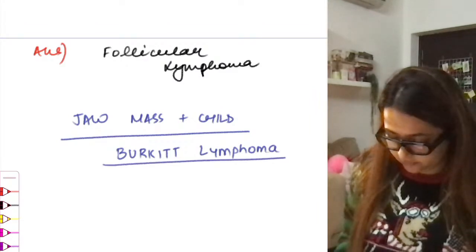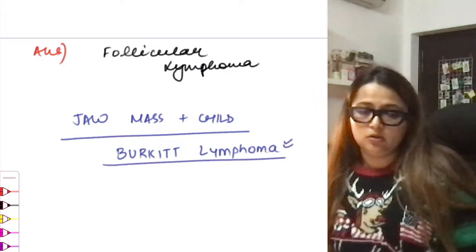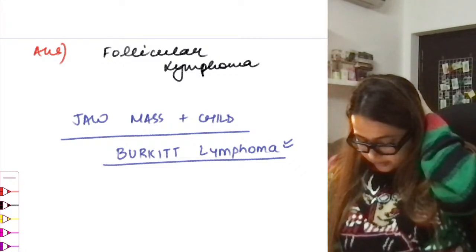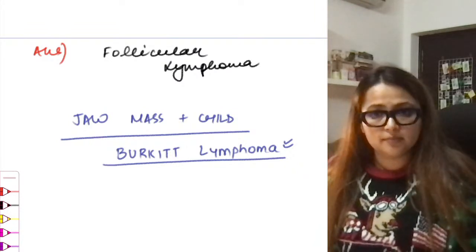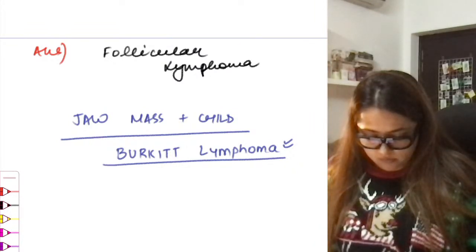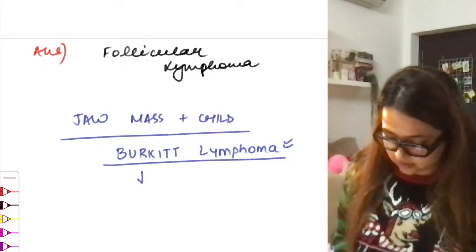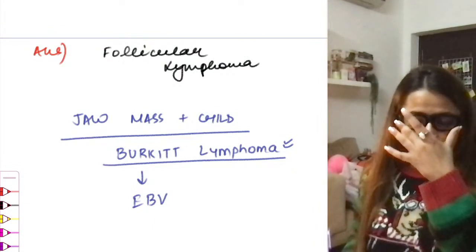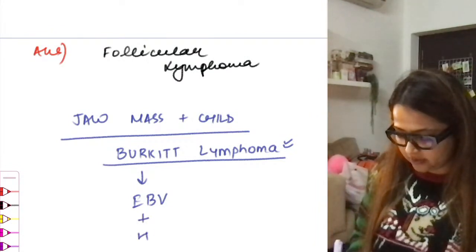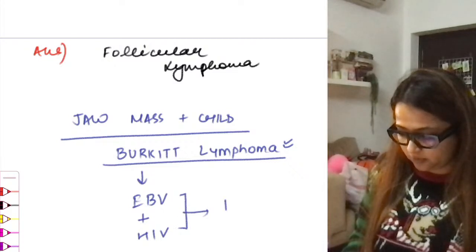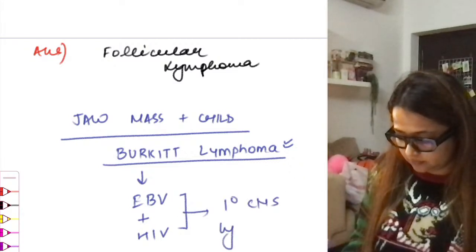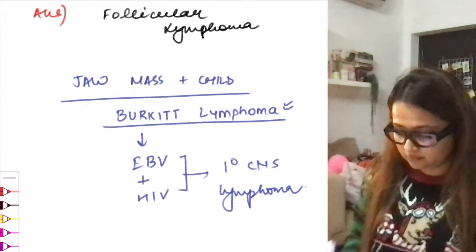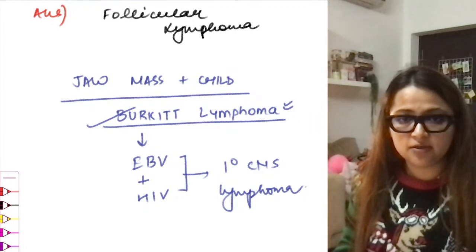Okay. Burkitt lymphoma is associated with a virus. What is that? What is the association of Burkitt lymphoma? Yes. Epstein-Barr virus. Okay, so another lymphoma that is associated with EBV. So if EBV plus HIV, you will think about primary CNS lymphoma. Primary CNS lymphoma. Okay, know this point. Burkitt lymphoma also associated with EBV.